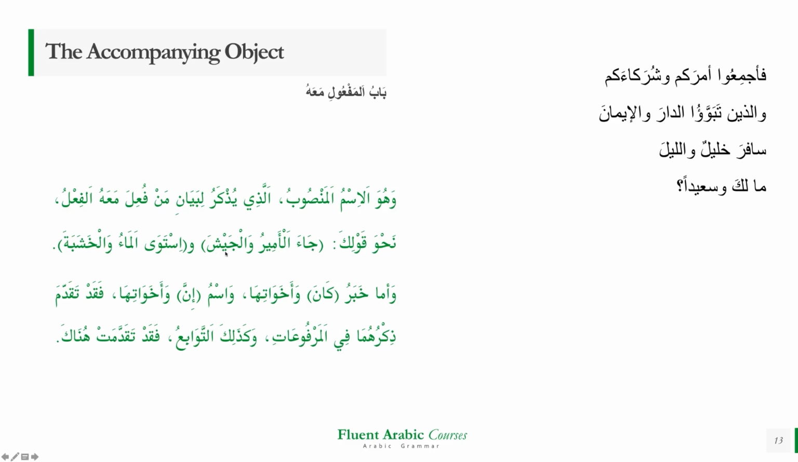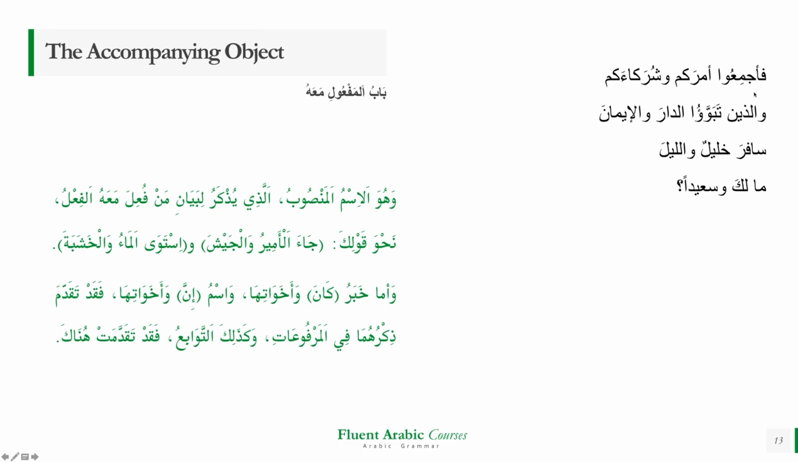So the jaysh is accompanying the Amir, or the action of جاء الأمير. The jaysh is accompanying it. The jaysh came along with the Amir. This is what the maf'ul ma'ahu means. استوى الماء والخشبة. The water and the pieces of wood, they came level with each other. So it means استوى الماء مع الخشبة. So this is the accompanying object.